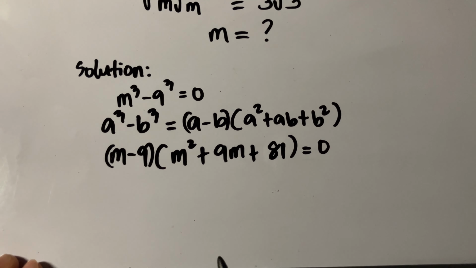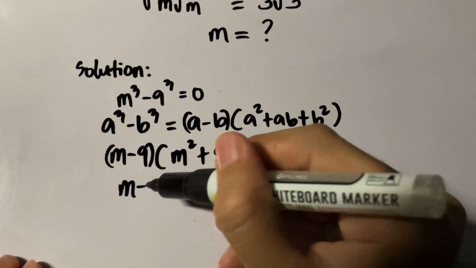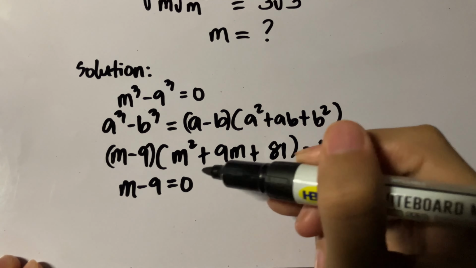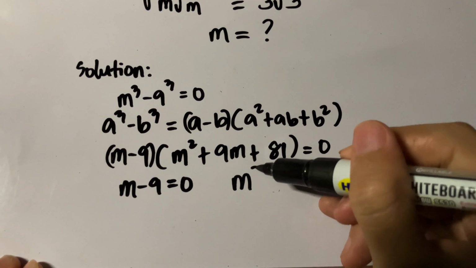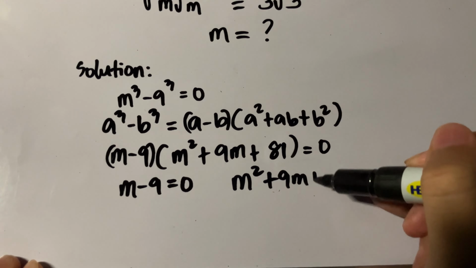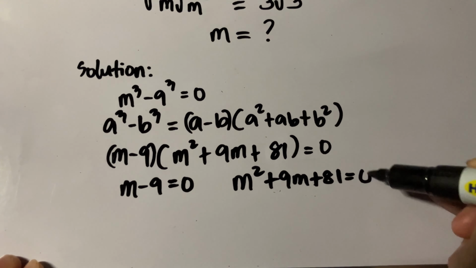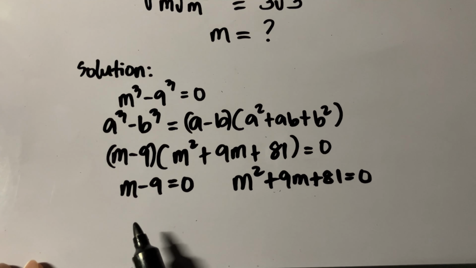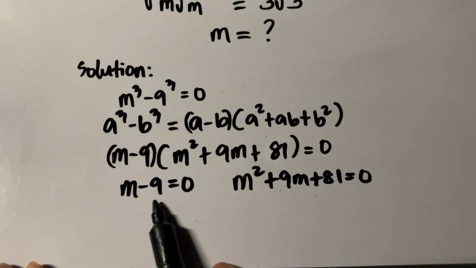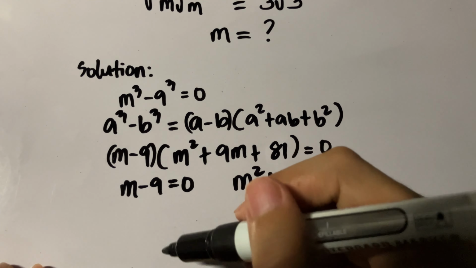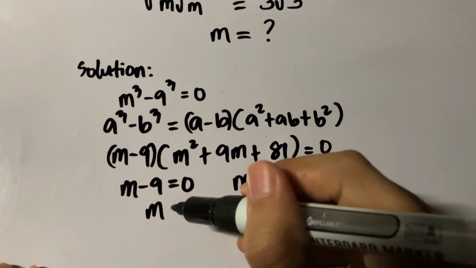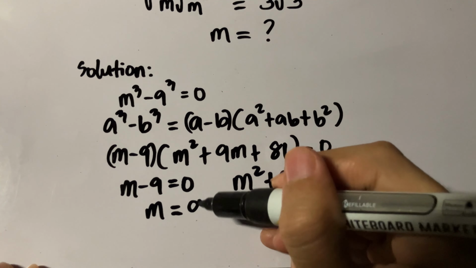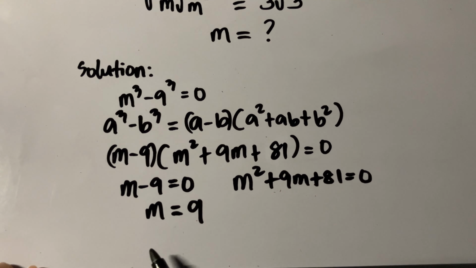So now we have two equations. First is m minus 9 equals 0. The other one is m squared plus 9m plus 81 equals 0. For the first equation, we can take negative 9 to the other side. So now we have the value for m, and that is equal to positive 9. So this is the first value of m.